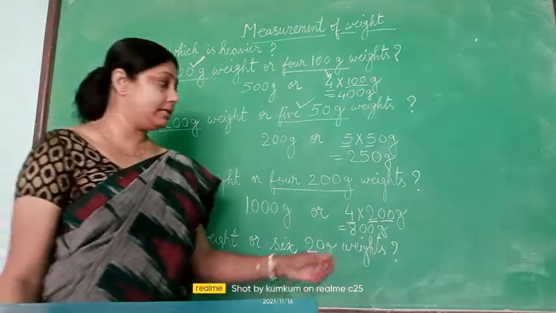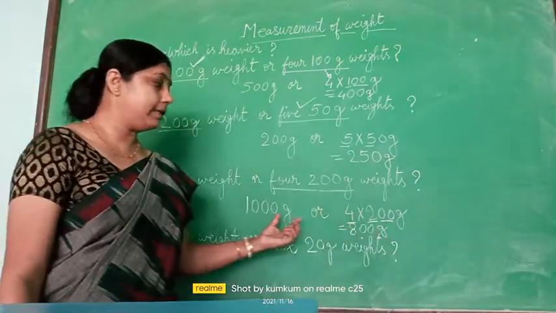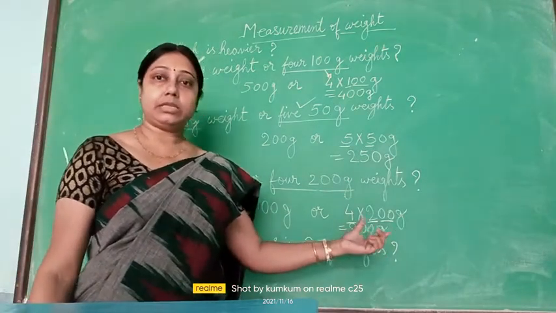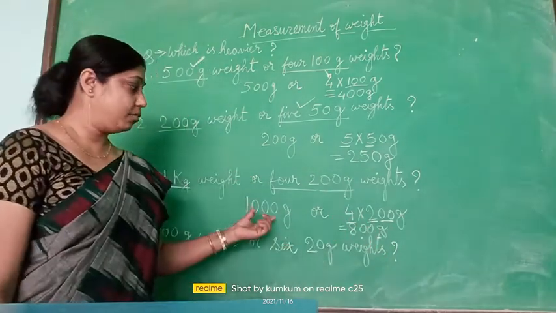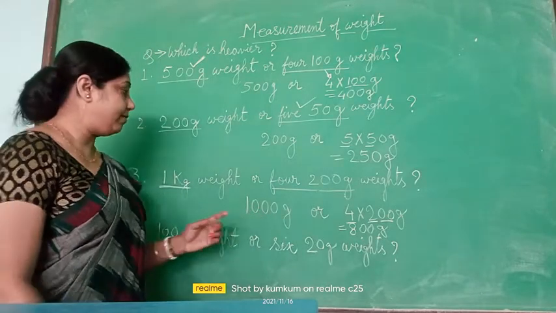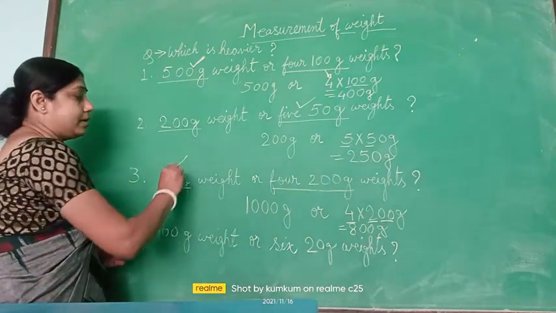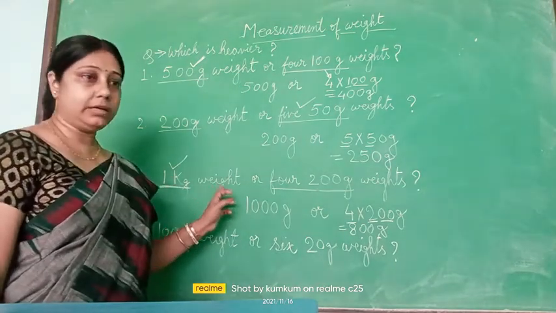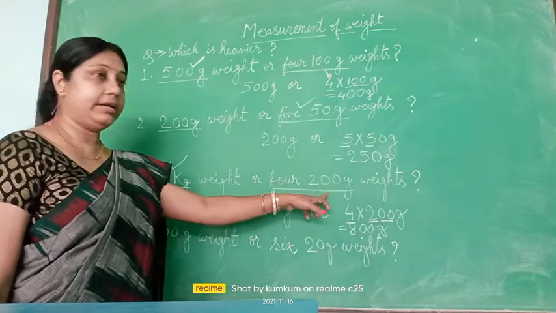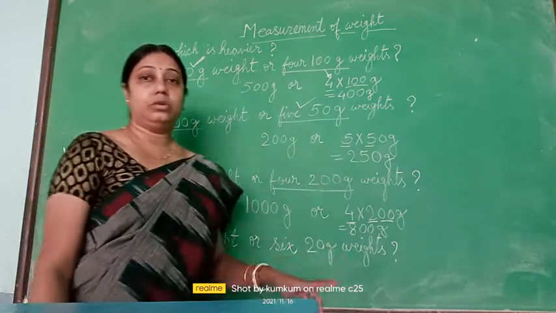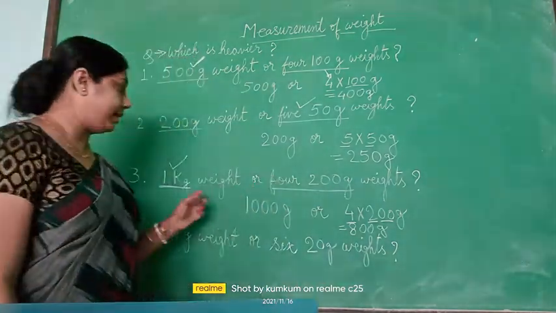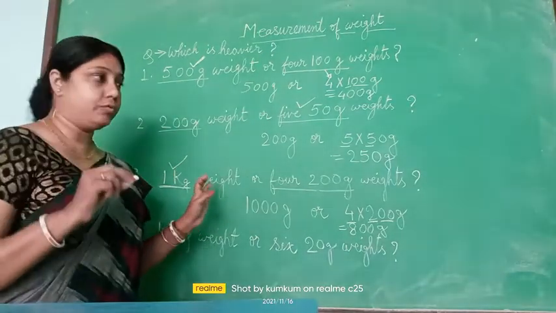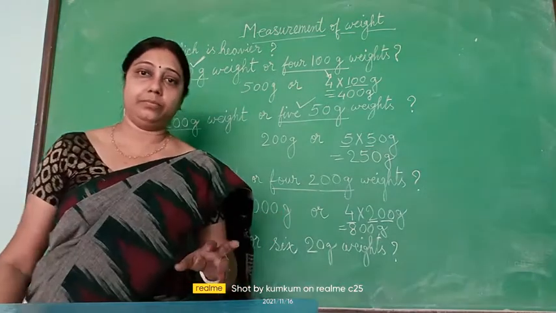Now easily you can understand, this side also gram, the other side is also gram. So 1000 gram, 800 gram. Which is more? Yes, 1000 gram is more. So I will take 1000 gram means 1 kg. So 1 kg weight is heavier than 4 200 gram weights. So you will write down 1 kg weight, or if you are copying the question, put a tick over the option given below.